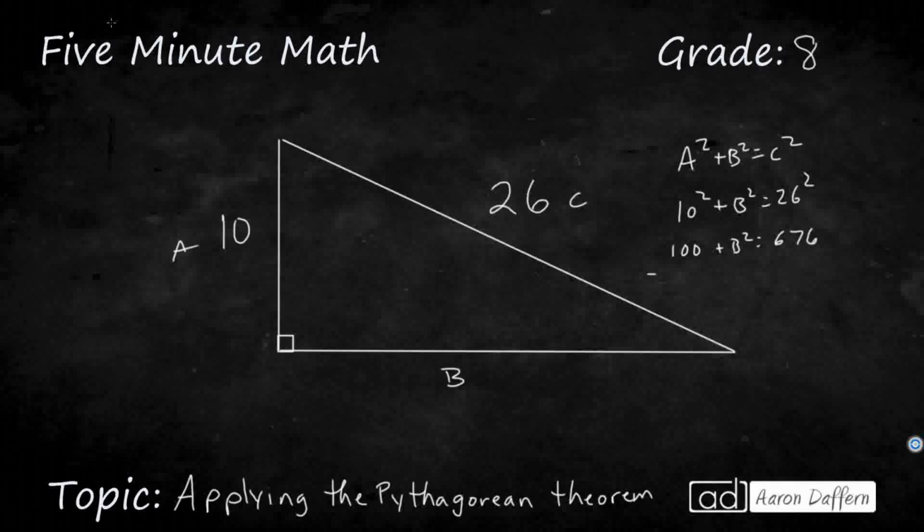So 100 plus B squared equals 676. I need to subtract 100 from both sides to isolate that B squared. So B squared equals 576. Now I simply need to take the square root of both, and I would get that B equals 24. That's another way that we can apply the Pythagorean theorem.